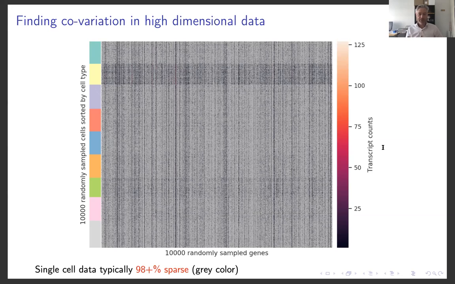And what we would like with a data set like this is to find covariation patterns. So we would like to find genes that tend to go up and down and down and up and down together in the different cells.